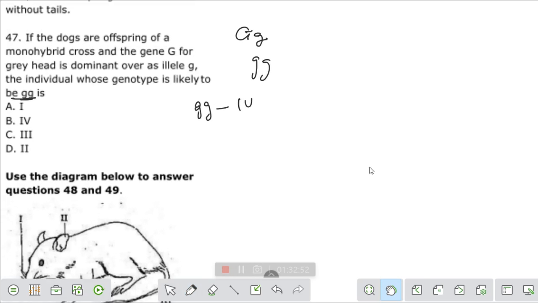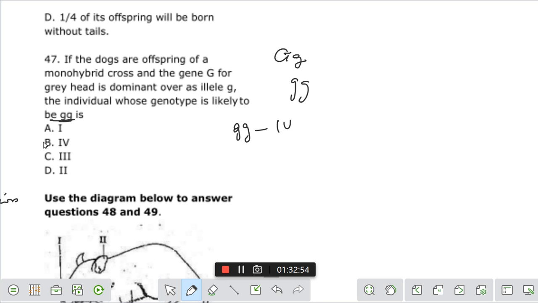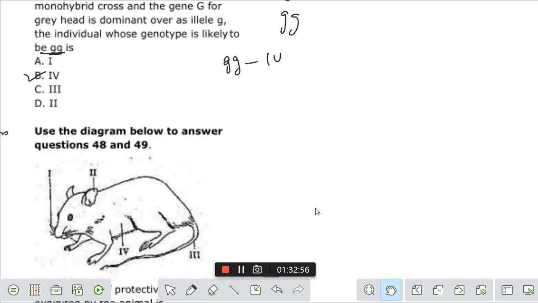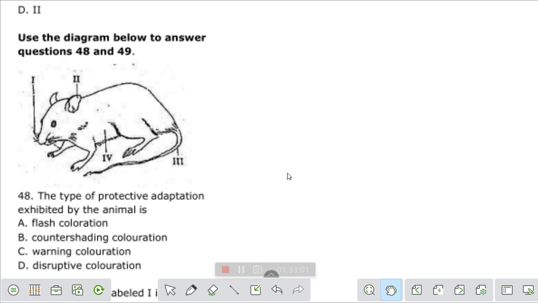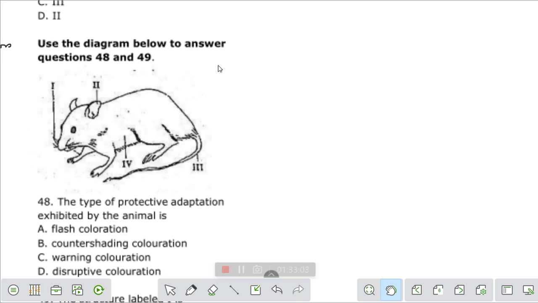So they counter shade, because most of the African rats, you notice that they are black, right? But for you to see their belly, it is light in color. So they have a black back, but their belly is white. That is producing counter shading. So that's just the answer. The answer is counter shading coloration.